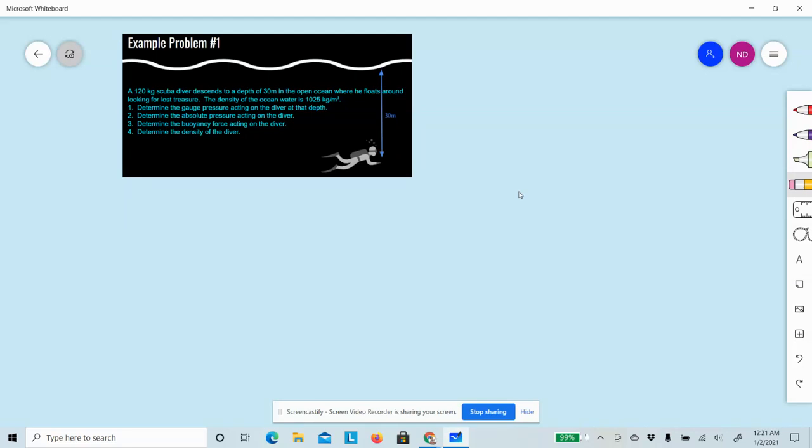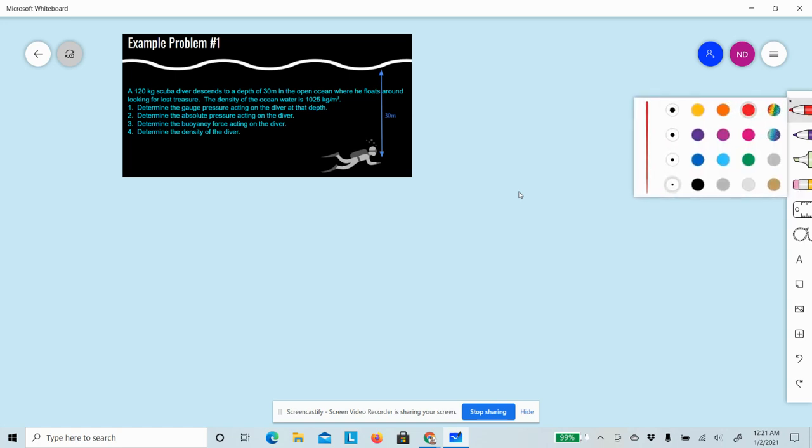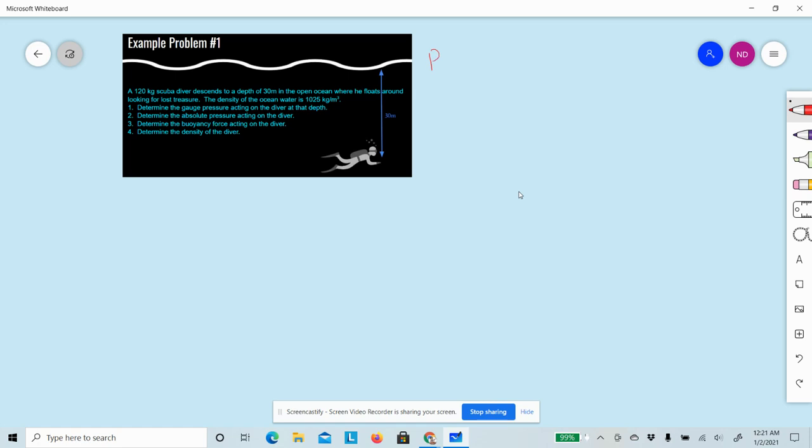Okay, our first fluid mechanics example problem looks pretty straightforward. You gotta make sure you know a couple of things here. Gauge pressure is rho g h. Rho is the density of the fluid. g is the acceleration due to gravity on planet Earth. And h in this case is going to be the depth, not really the height, but the depth.